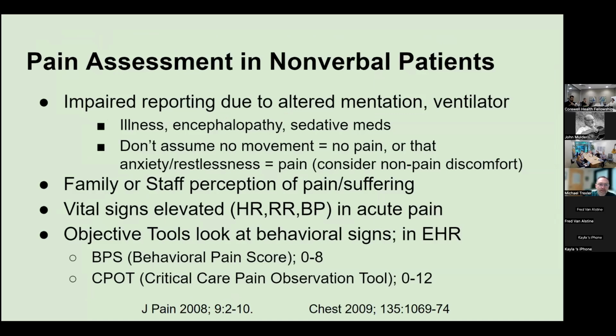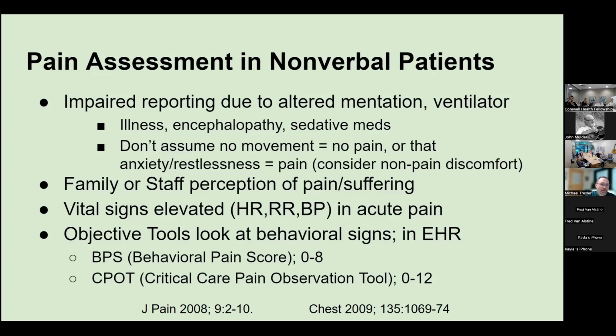And it gets complicated trying to assess pain in people who can't tell you more about their pain. So if they're on a ventilator, if they have altered mentation, they may not be able to tell you they have pain. And so a lot of times we just have to make an educated guess. We have to have a high index of suspicion for pain. And don't assume that just because they're lying there in the bed asleep doesn't mean they don't have some pain, or that they're anxious or restless, therefore they must be in pain. Sometimes that can be the case, not always.